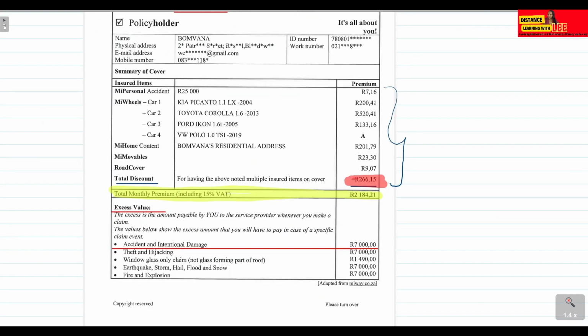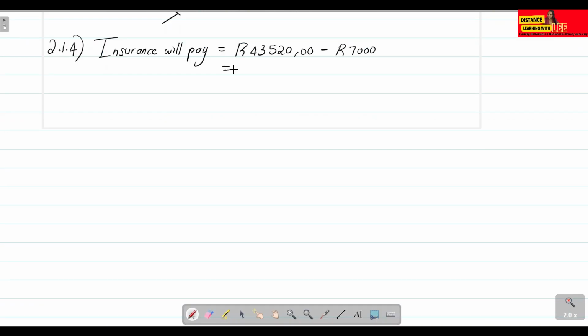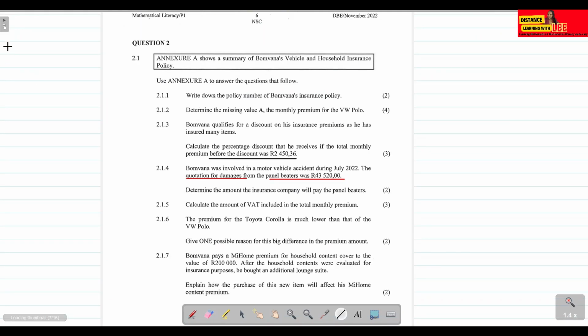All right, let's write that down. The insurance company will pay 43,520 minus 7,000. Punch that into your calculator, and you'll see that they will actually pay 36,520 rand. Alrighty, let us have a look at question 2.1.5.